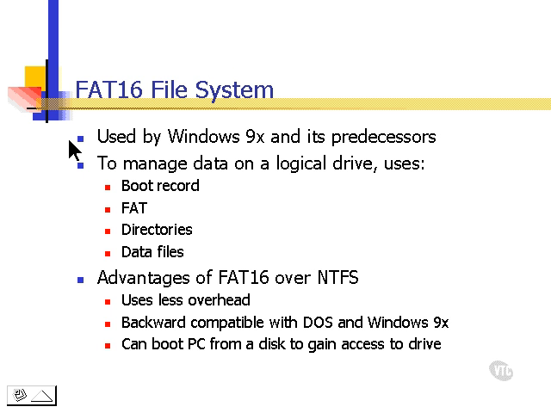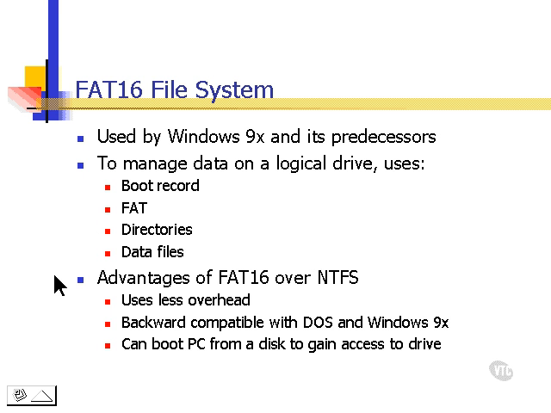The FAT16 file system is used by Windows 9X and its predecessors. In other words, all operating systems starting at DOS can use the FAT16 file system. It manages data on a logical drive using a boot record, a file allocation table, directories, and data files.